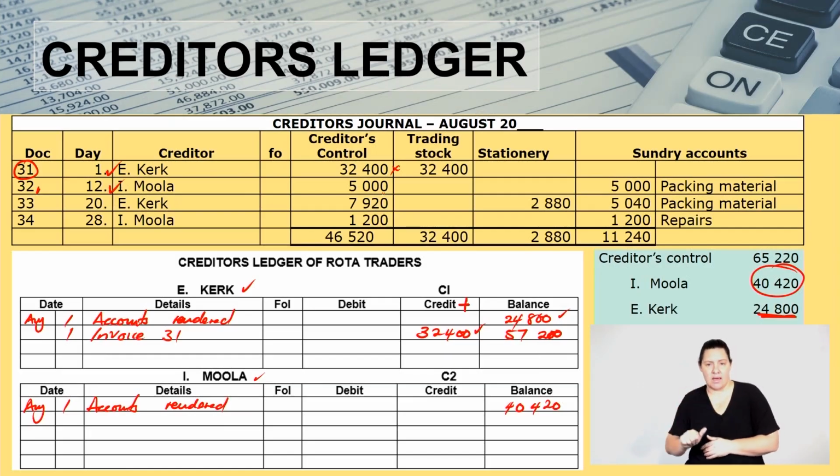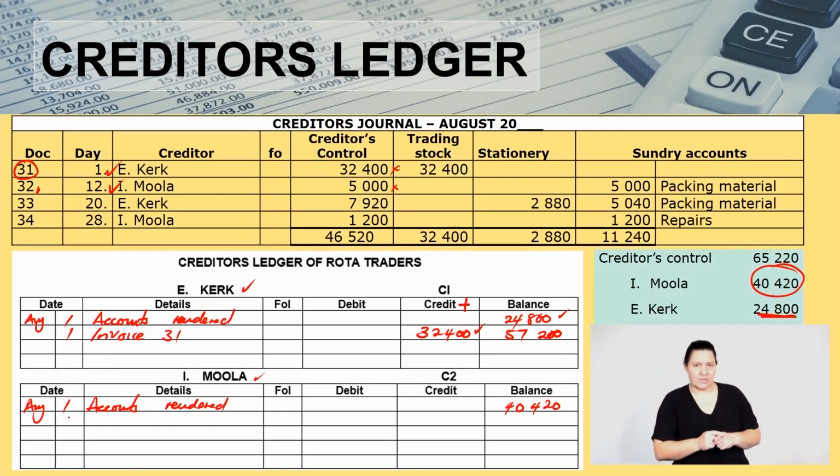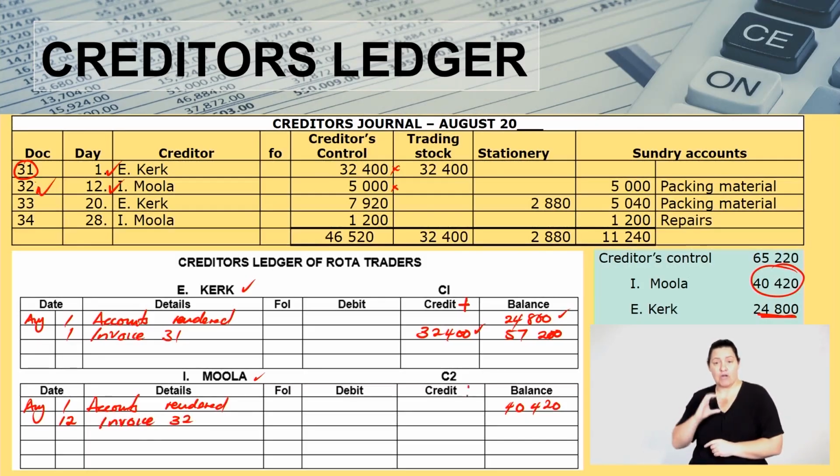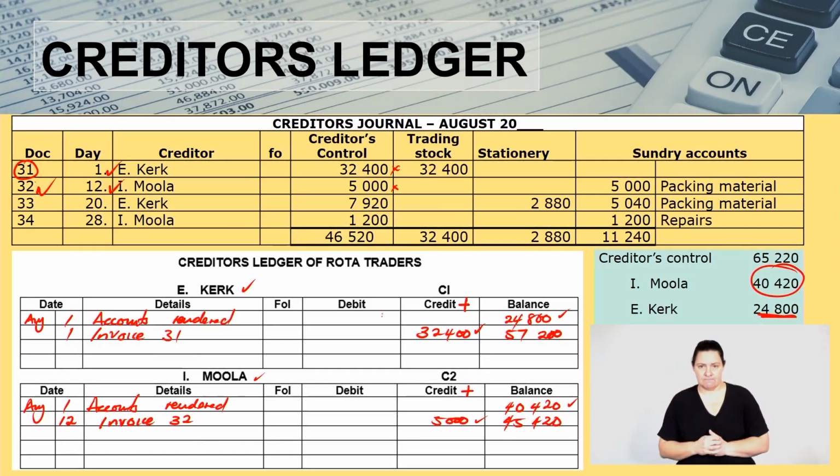Okay, let's quickly go now to the 12th. Aimula. We bought goods of 5,000. There is Aimula. So we are coming here to say, what is the date? 12th. Then we say invoice. Invoice number 32. Here is my invoice 32. Credit side, that is where I record my invoices. How much is that invoice for? 5,000. So I'm going to say 40,420 plus the 5,000, 45,420.